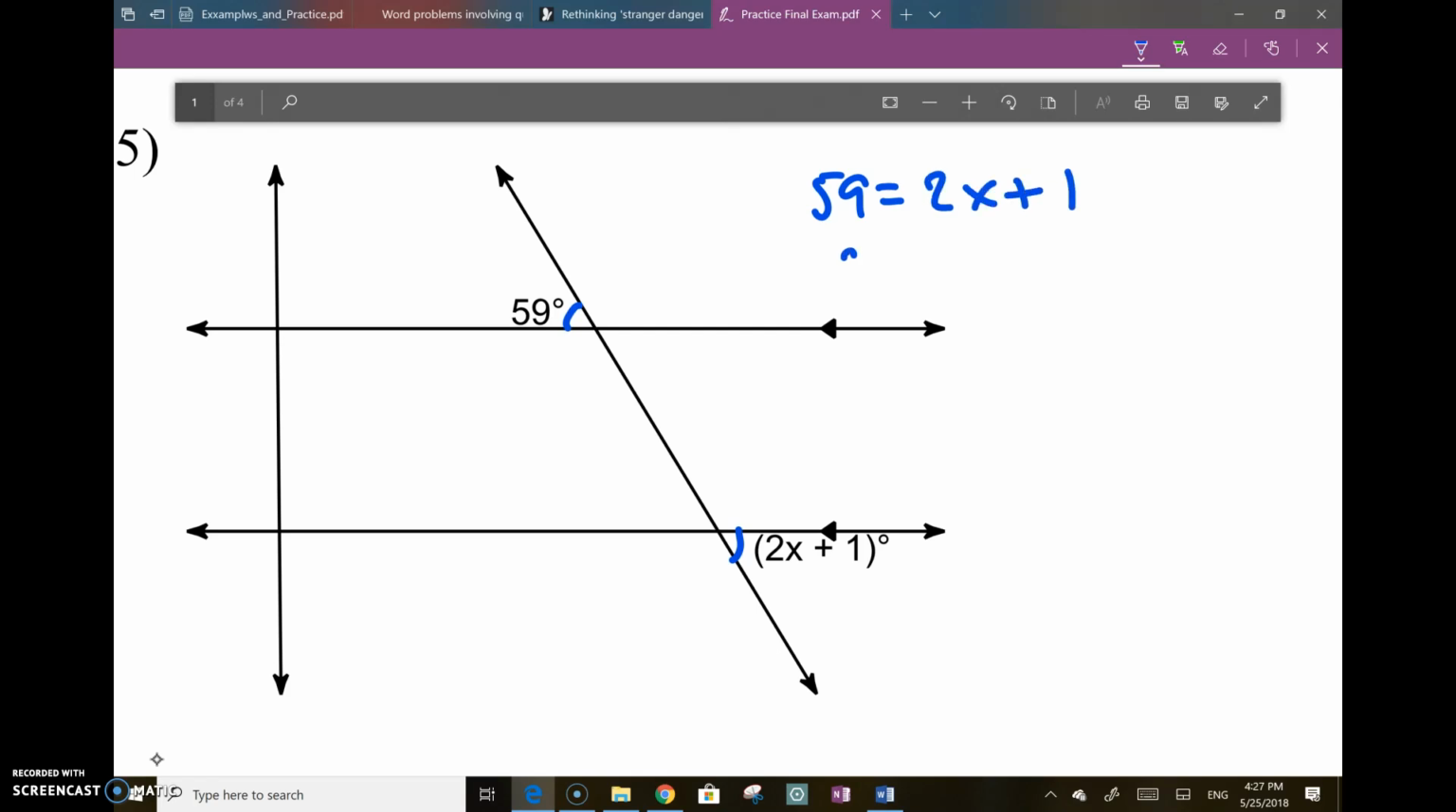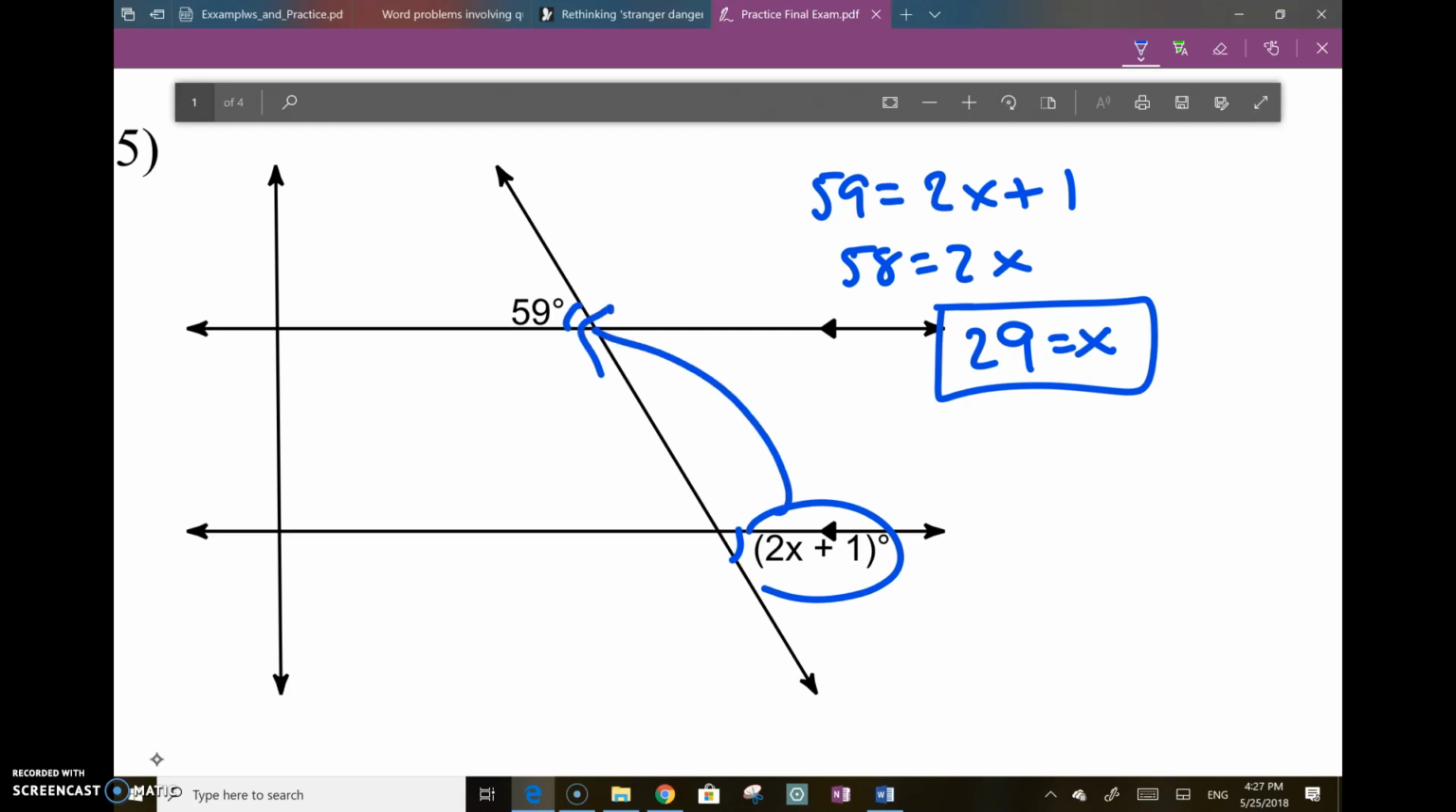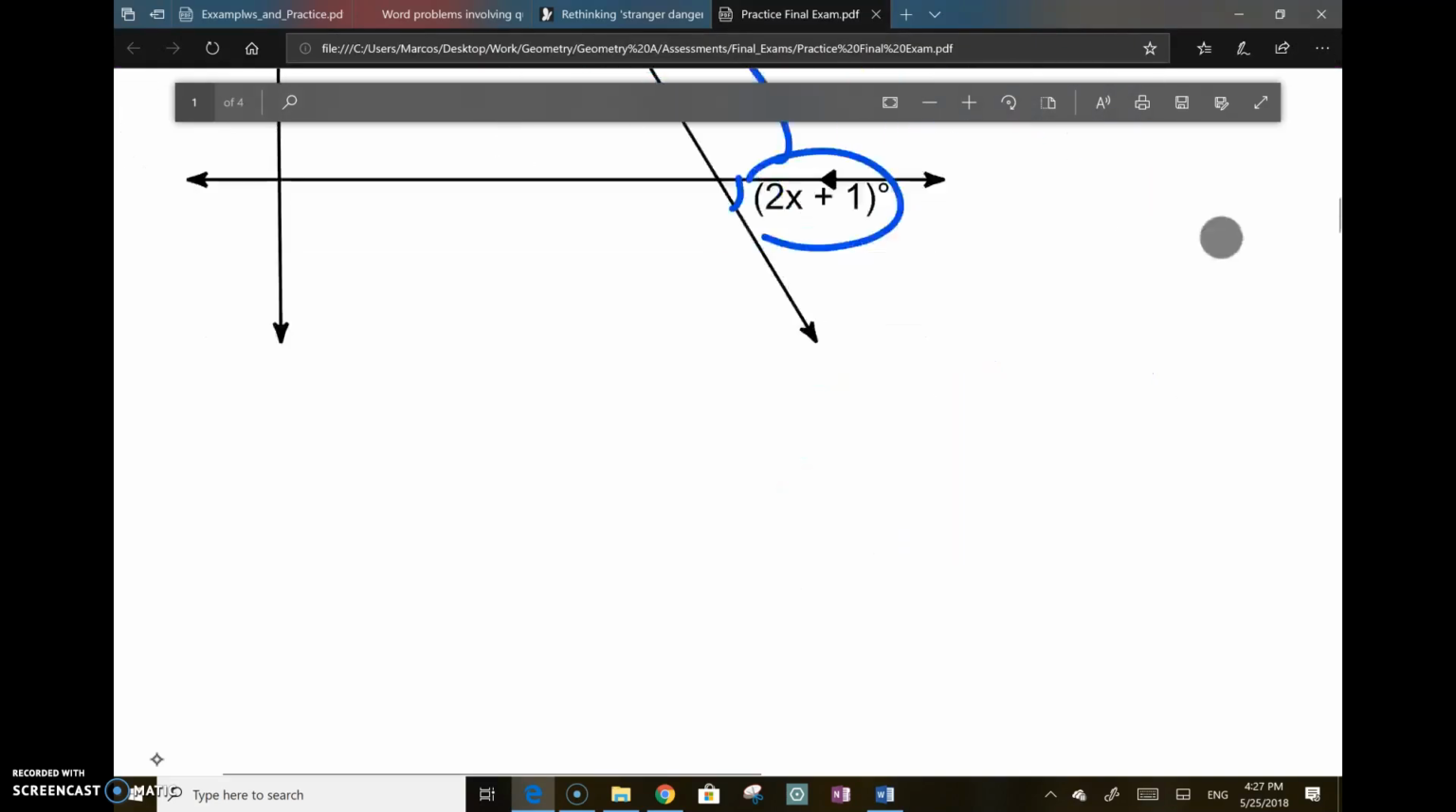Subtracting 1 on both sides gives 58. And that means that the value of x is equal to 29. Okay, and again, if you want to find out the value of this angle, look there, because they are congruent. That means that you know this is going to be 59, and this 29, which is the value of x, would help you get that. All right, on to the next.